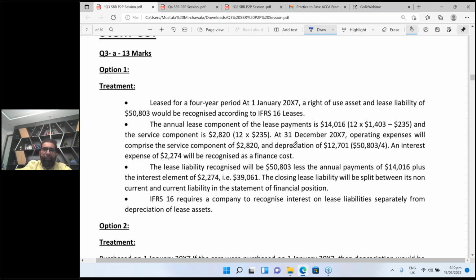The closing lease liability will be split. You have done the basics, you have seen the lectures. At the year end, you split the lease liability between current and non-current. IFRS 16 requires a company to recognize interest on lease liabilities separately from depreciation. Yes, depreciation is a separate expense, interest expense is a separate expense. Interest expense is part of finance cost.